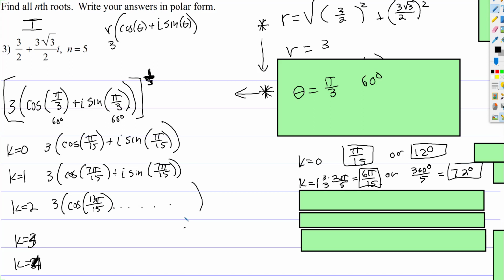All right, so this is how you find the nth roots of things, and hopefully I've made it easier for you all. Good luck.